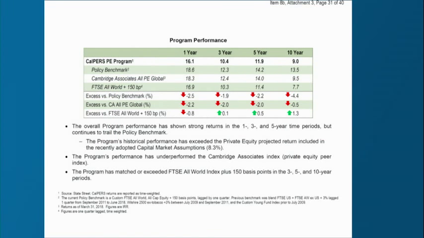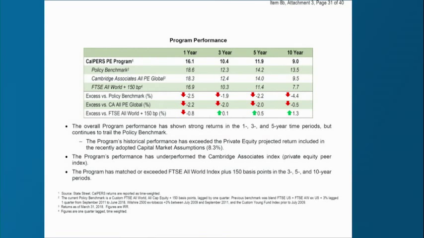Next, just looking at program performance, a few of these data points were already covered, but if you look at the top line, you see that the CalPERS PE program over the 1, 3, 5, and 10-year periods has produced strong absolute performance. Versus the policy benchmark, it is lagging, and versus the Cambridge Associates, which is the industry standard benchmark up here, it is also trailing behind.